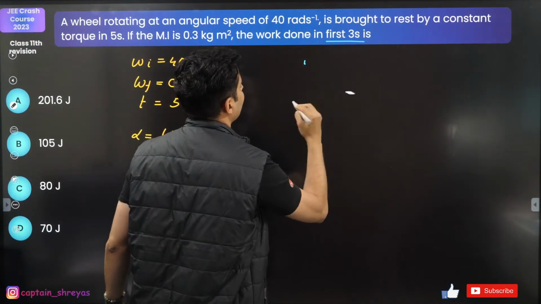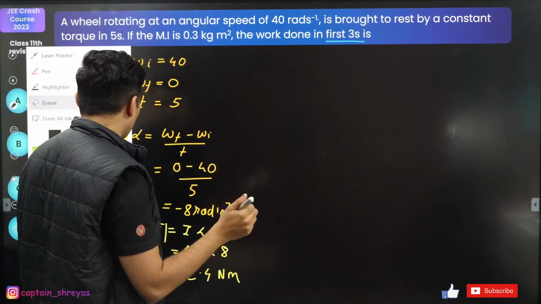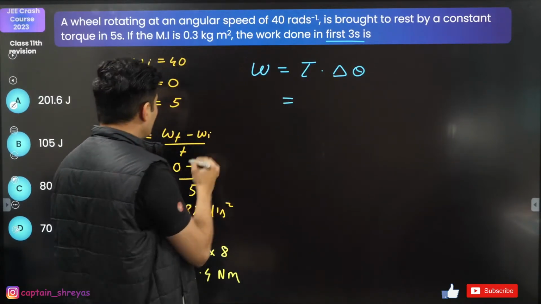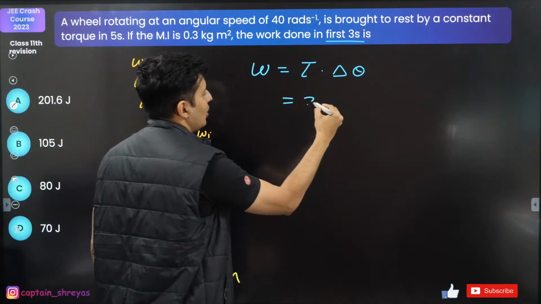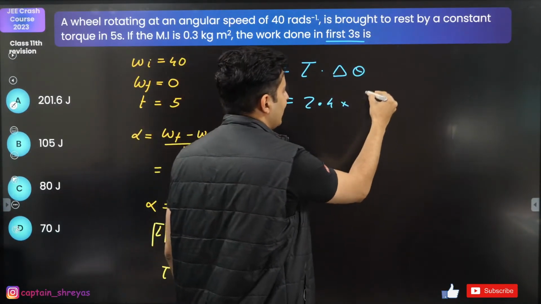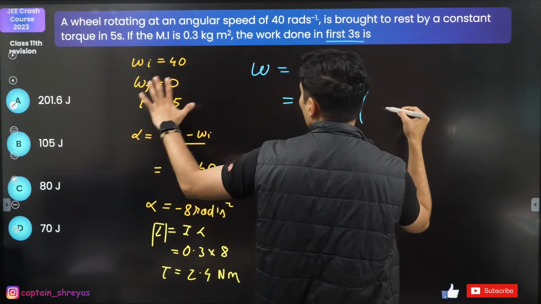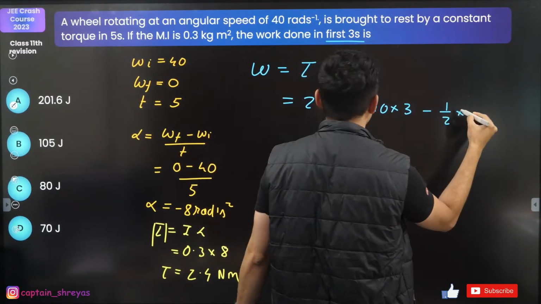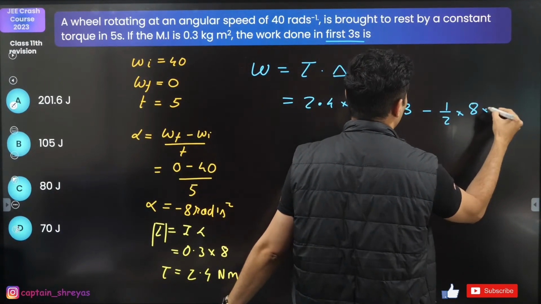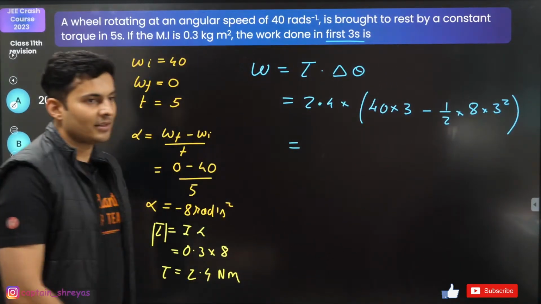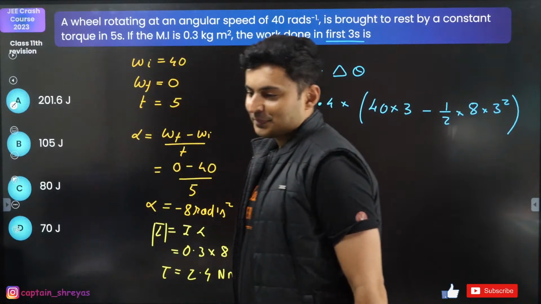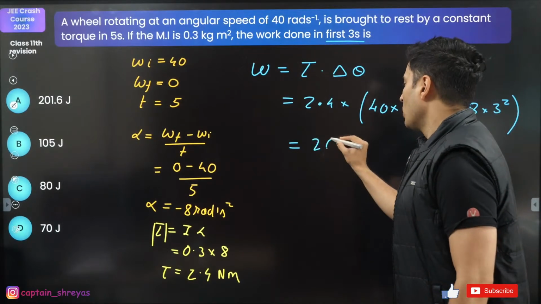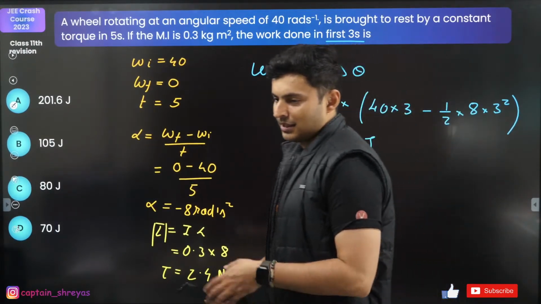I can find directly delta theta. Because, I'll tell you what, work done is torque into angular displacement. Torque is nothing but 2.4. Angular displacement is ut plus half at square. So use this: 40 into t minus half into alpha, which is 8, into t square. Just do it and you'll get the answer. I think it should come out to be option A if I'm not wrong. Yes, it is A. So it comes out to be 201.6 joules.